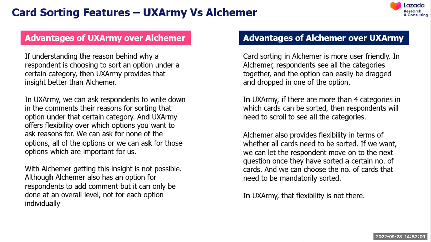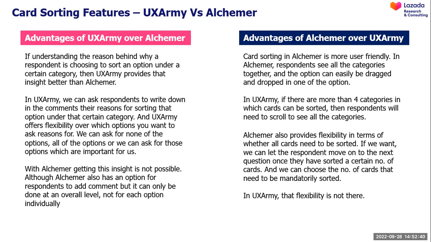In Alchemer, we don't have that option. We do have an option for them to put in comments, but that is at an overall level, not for each option, why they are categorizing a certain option. We can't ask that. So that is a big drawback for Alchemer. If you are doing a qualitative study and reasons are very important for you, then definitely UXArmy is better in that matter.